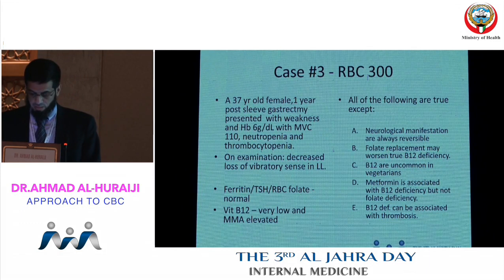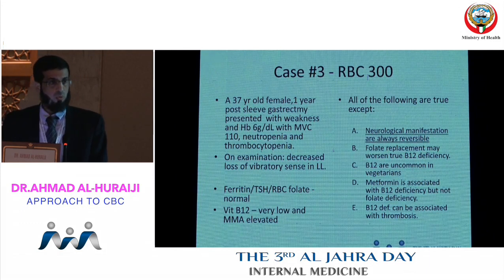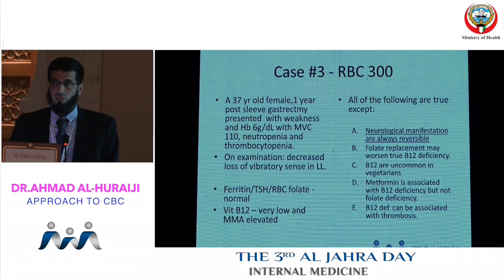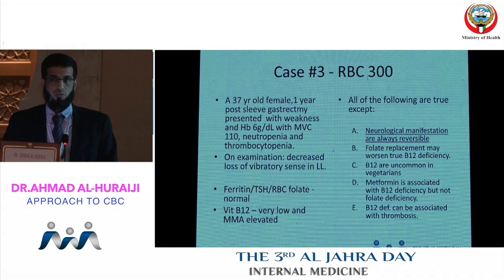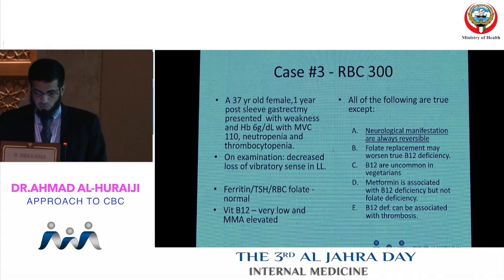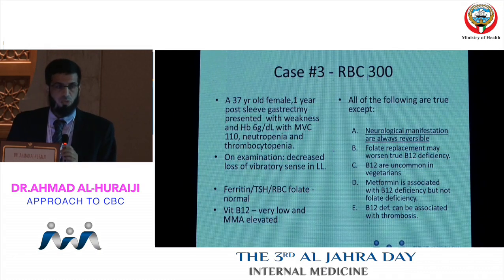So I'll just answer them. So the neuromanifestations are not always reversible. Sometimes you end up with an irreversible neurodamage. Folate replacement may worsen the true B12 deficiency, because if you give folate, that will take all the B12 reserve that you're having. B12 deficiency is uncommon in vegetarians, but it's common in vegans who don't take any dairy products and take only vegetables. Metformin has been associated with B12 deficiency, and B12 deficiency is associated with thrombosis due to an acquired homocystinemia.